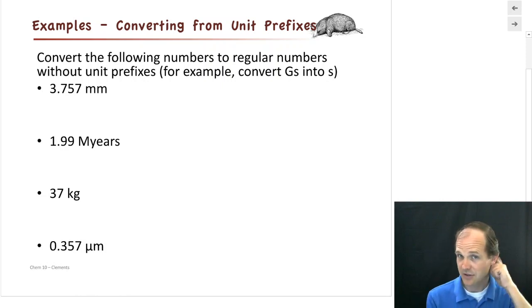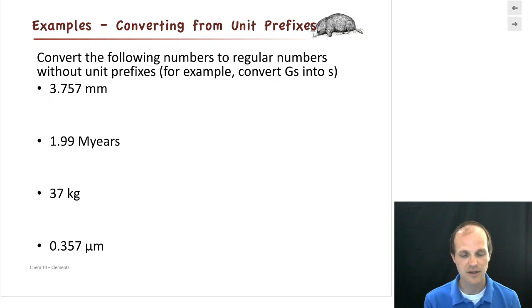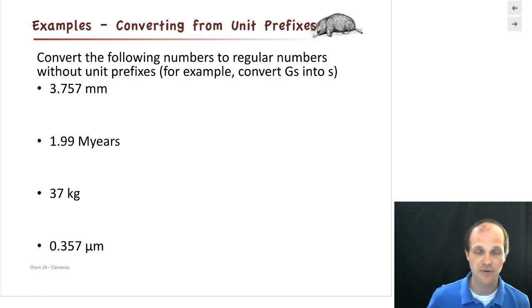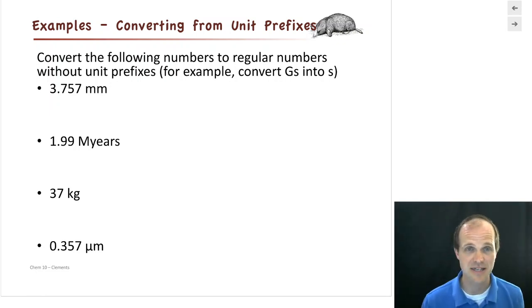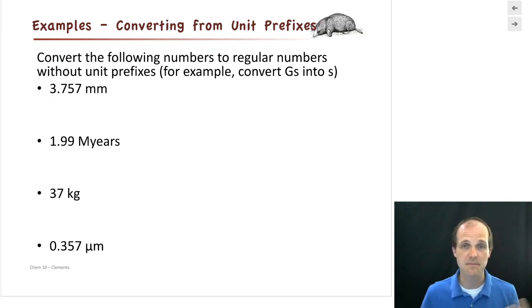So let's go ahead and do a few problems. We've got 4 different problems here, and we're trying to convert the numbers to regular numbers without unit prefixes. So if we had gigaseconds, we'd convert it to seconds. So in the first one, we're going to take millimeters, and we're going to convert it into meters.